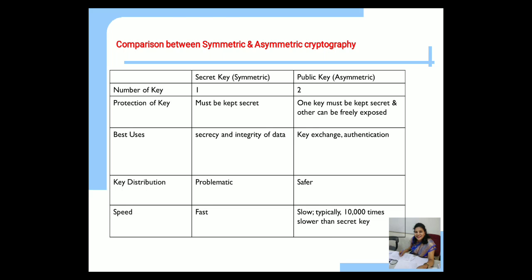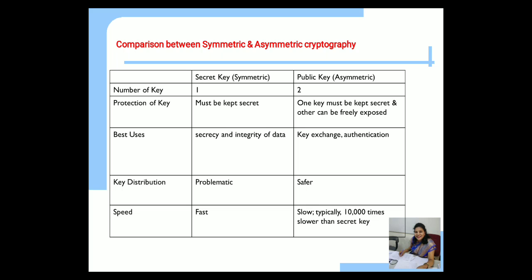The number of keys in symmetric is 1 because same key is used for encryption and decryption, and in public key, that is asymmetric cryptography, there are two, one for encryption and another for decryption. The protection of key in symmetric must be kept secret. In asymmetric, one key must be kept secret and another can be freely exposed. The symmetric algorithm is best used for secrecy and integrity of data, so it provides confidentiality and integrity, whereas asymmetric provides authentication and key exchange.